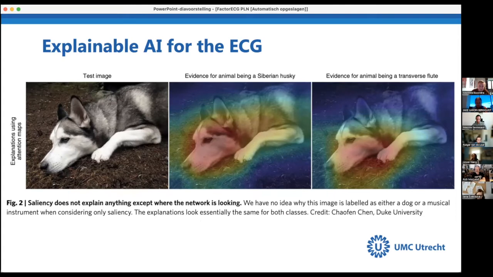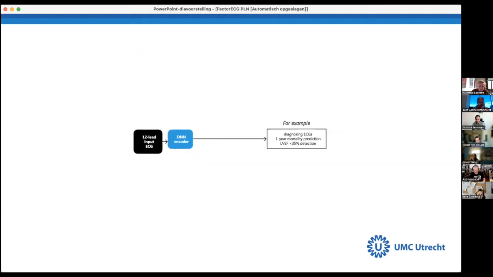And the thing is, both things look at the head of the animal, and it just makes a decision based on that. But we don't know what the features are there and why it thinks this is a transverse flute, with a probably smaller probability, but still thinks it is. So that's one of the biggest problems of saliency maps. So then our next step was, can we make something better? Can we make a better explainability technique for ECGs? And that's why we started looking into variational autoencoders, and I'll try to explain that a bit to make it a little bit nicely understandable.